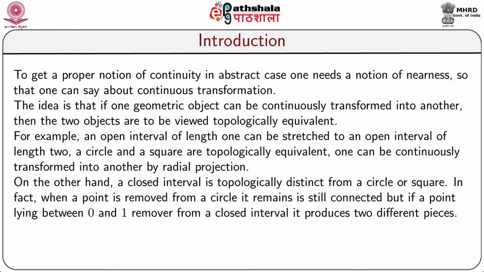Or let us consider an open interval of size 1. Then this open interval can be continuously transformed to another open interval of size 2. So, these two open intervals are topologically equivalent. But if we consider an open interval and a circle, these two will not be topologically equivalent. Why? Intuitively, if we remove a point from the open interval, it is left with two components, but if we remove a point from the circle, it is left with only one component.